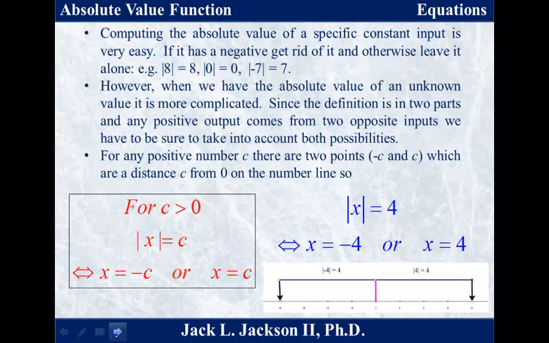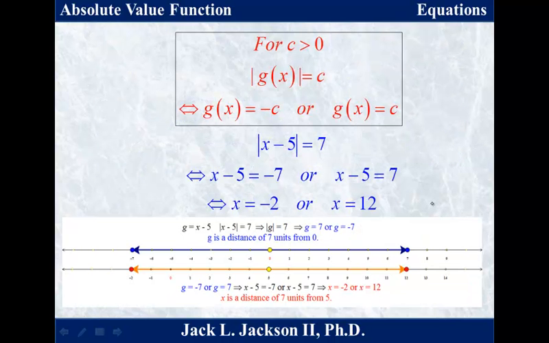So for any positive number c, there are 2 points, both negative c and c, which are distance c from 0 on the number line. So for any positive constant c greater than 0, if you have absolute value of x equals c, then either x equals negative c or x equals positive c. So, for example, if we have absolute value of x equals 4, then x could be negative 4 or x could be 4. Notice the absolute value of negative 4 is 4, absolute value of 4 is 4. Those are both points that are 4 from 0 on the number line. So it gets a little bit more complicated because you have to take both points into account.